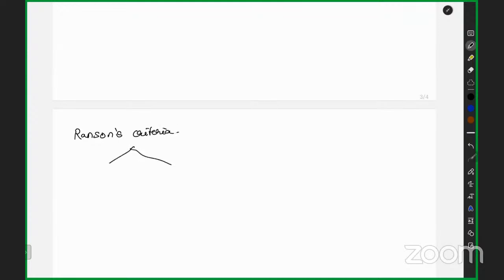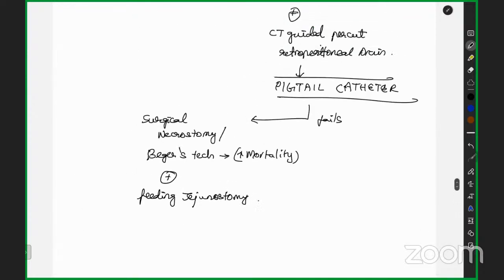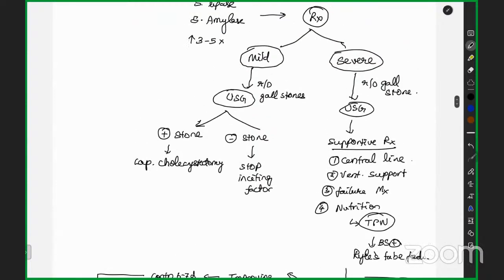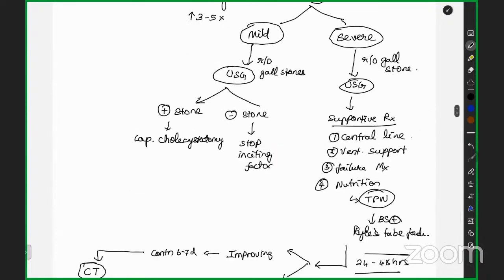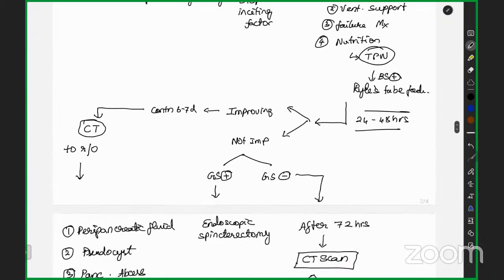Remember, we have to classify on admission. You have to classify on admission first, and you also have to classify within 48 hours. Isn't it? Just go back to the protocol and see. On admission, you're going to classify it as mild or severe. And after 48 hours, you have to classify whether the patient is improving or not improving. So we have two criteria. On admission, there is Ranson's criteria, and after 48 hours, again you're going to investigate and see the Ranson's criteria.